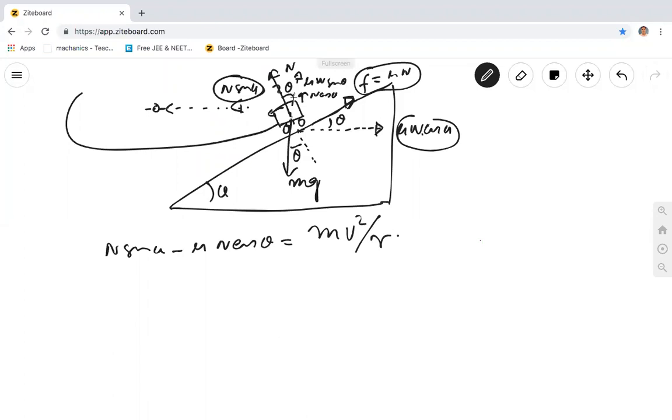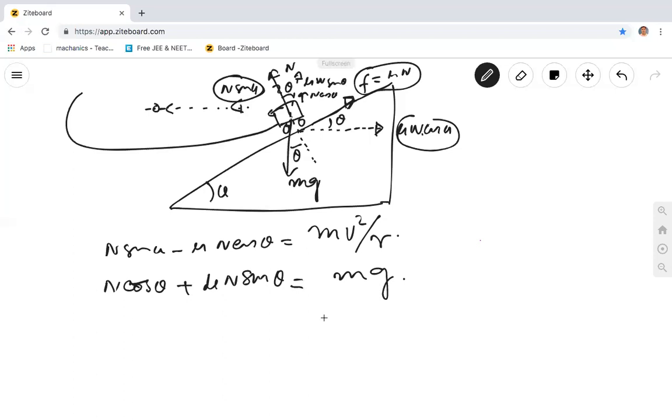Right? Now, these two forces balance mg. So what are the upward forces? N cos theta plus, yes, mu N sine theta is equal to mg.